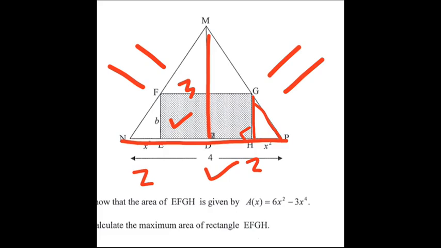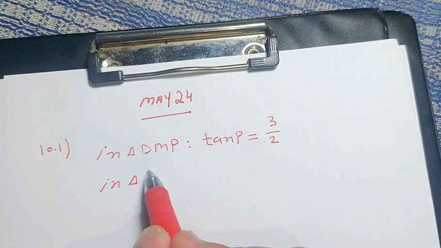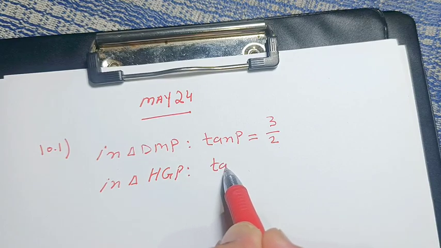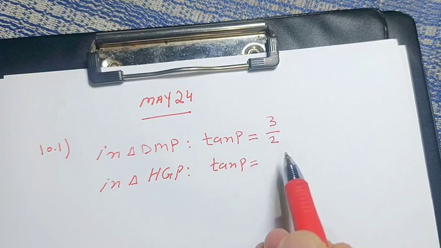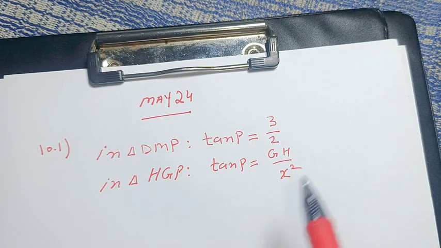So I'm going to use this triangle and also apply tan here. It's going to be GH over x squared. Must remember P is a common angle. So it's going to be GH over x squared. Now in triangle HGP, tan P is also equal to GH over x squared.